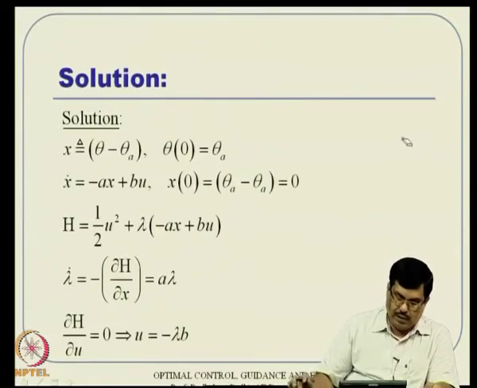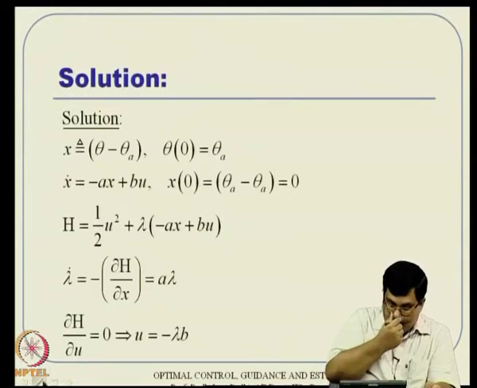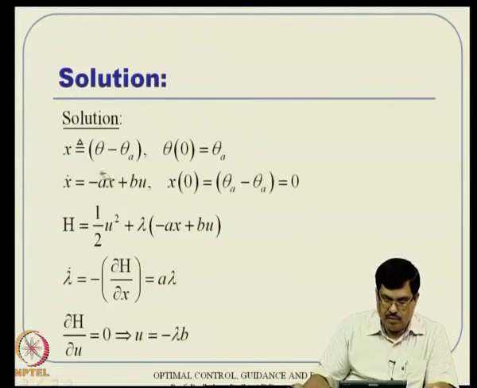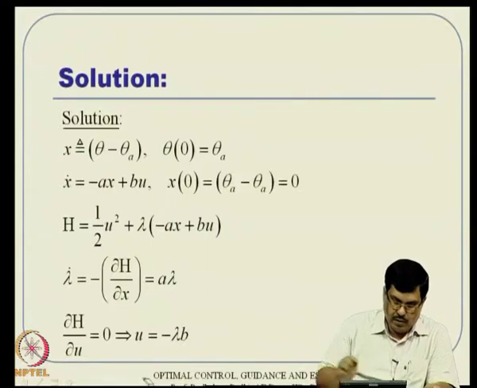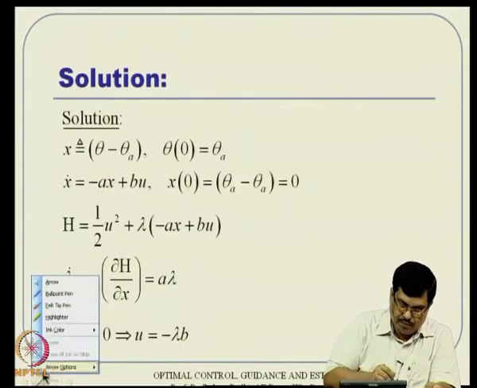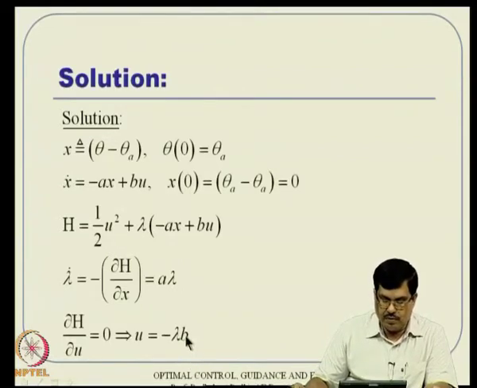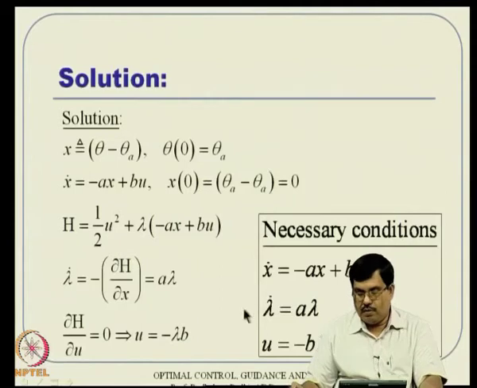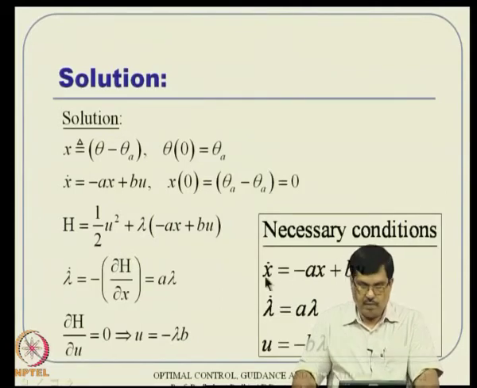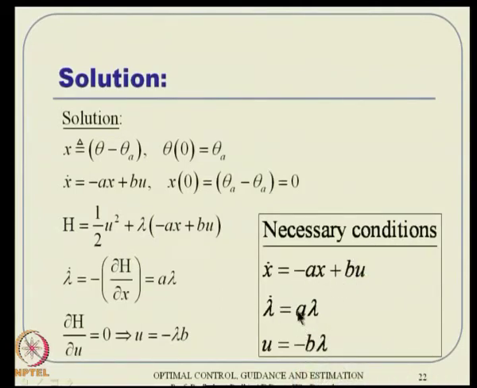Alright, so this is what it is. Coming back, this is our state equation, this is our co-state equation, and this happens to be our control equation, u equal to minus V lambda. As long as we know lambda, we are done, since V is known to us. So, to summarize the necessary conditions: x dot equal to minus x plus Vu, lambda dot equal to a lambda, and u equal to minus V lambda.